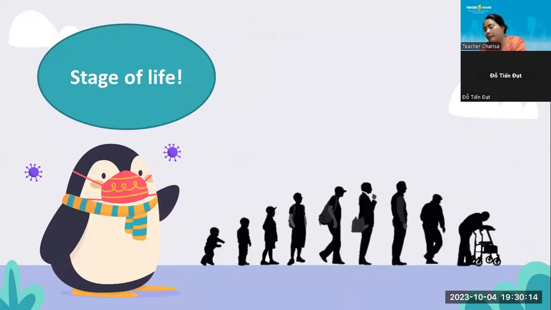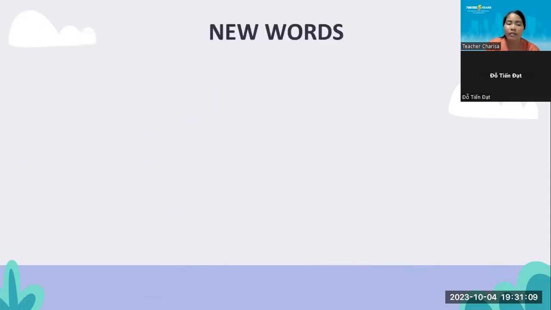So, what do you think? What is that? That's a stage of life. Start with a kid, right? Can you see it? An infant. Okay, what comes first? From a baby to an old man. Yes, from a baby to what's the last? That's an old man, an adult. Yes. Okay. So this is our vocabulary.